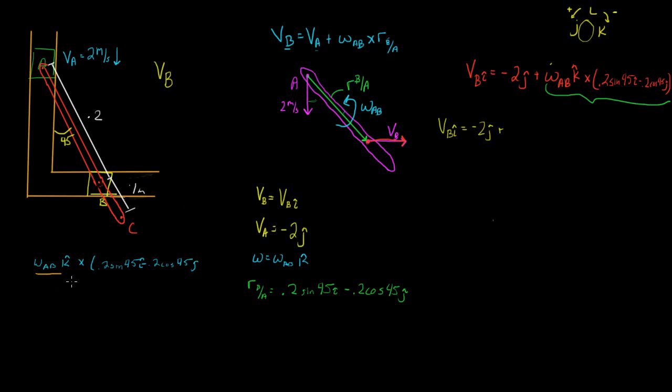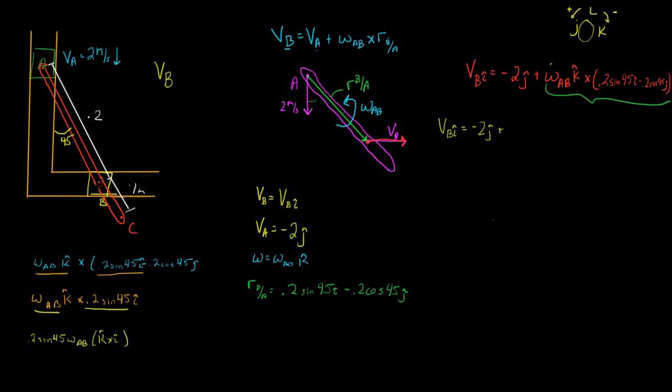So we're going to look at this term crossed with this term, and when we do that, we have omega AB with a k component crossed with this 0.2 times the sine of 45 of an I component. Our identities and what we know about cross products tell us we can bring this omega AB and this 0.2 times the sine of 45 out in front because they're just scalars. And when we do that, we get 0.2 times the sine of 45 omega AB with a k cross an I.